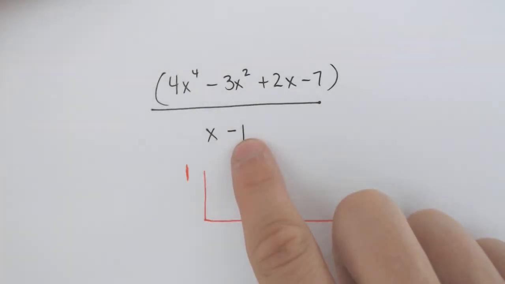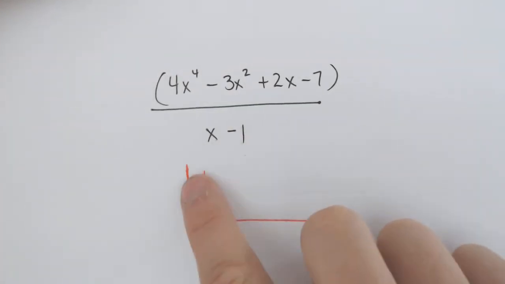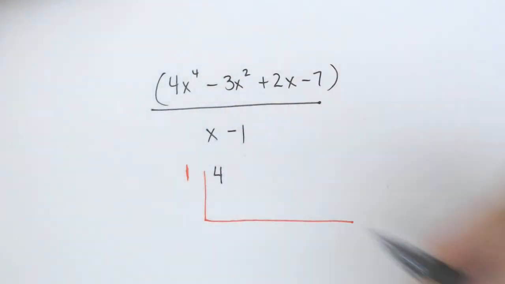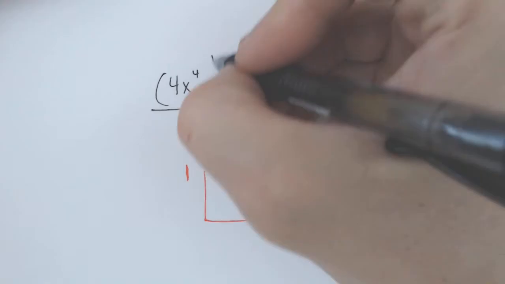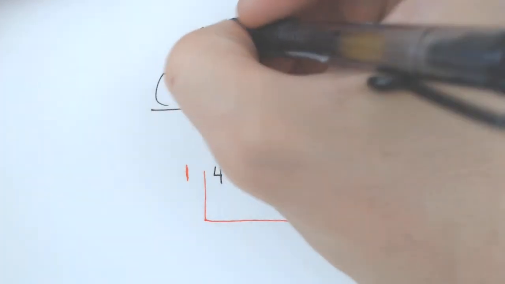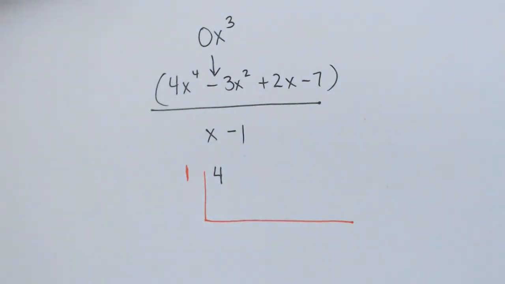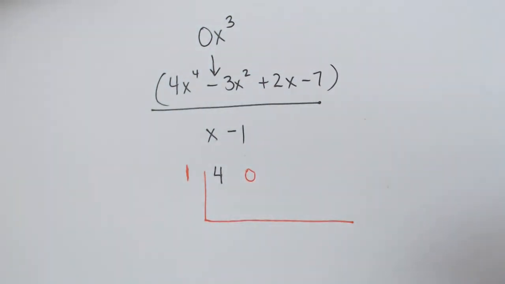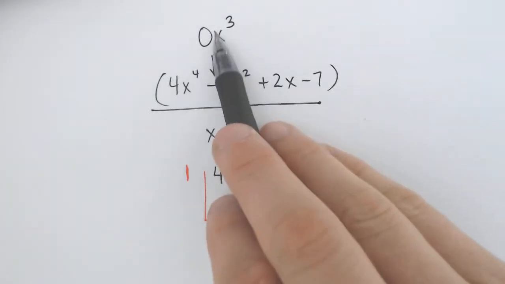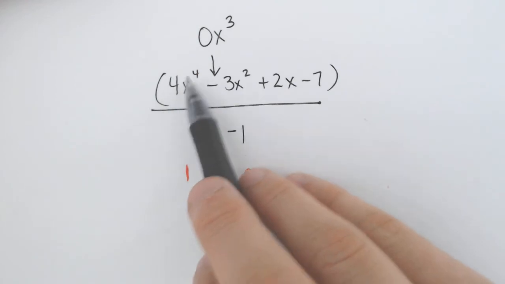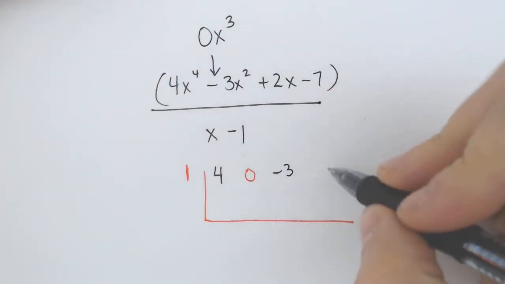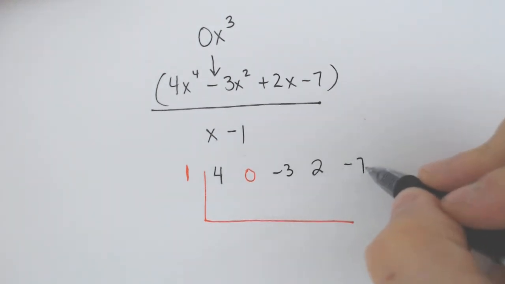We change the sign. So it was negative 1, now it's positive 1. Then we put our 4x to the fourth down. We need to be very, very careful because we are missing an x to the third. Because we are missing that 0x to the third, you need to put a 0 here. If you don't put the 0 there, it's not going to work out. So you need to be very careful that you don't forget missing terms. So 4, 0, and then the negative 3, and then the positive 2, and then the last one, the negative 7.